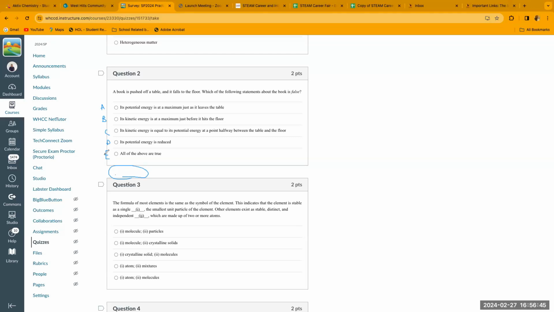Okay, so someone says that B is true. That's true, so I'm going to put a T by it. Someone says A is true. So its potential energy is going to be maximum just as it leaves the table, right? That's going to be the highest height it's going to be. So that's actually true. And what about C? Somebody said C is true, which it's going to be half kinetic and half potential in between. So then we have two possibilities of being false.